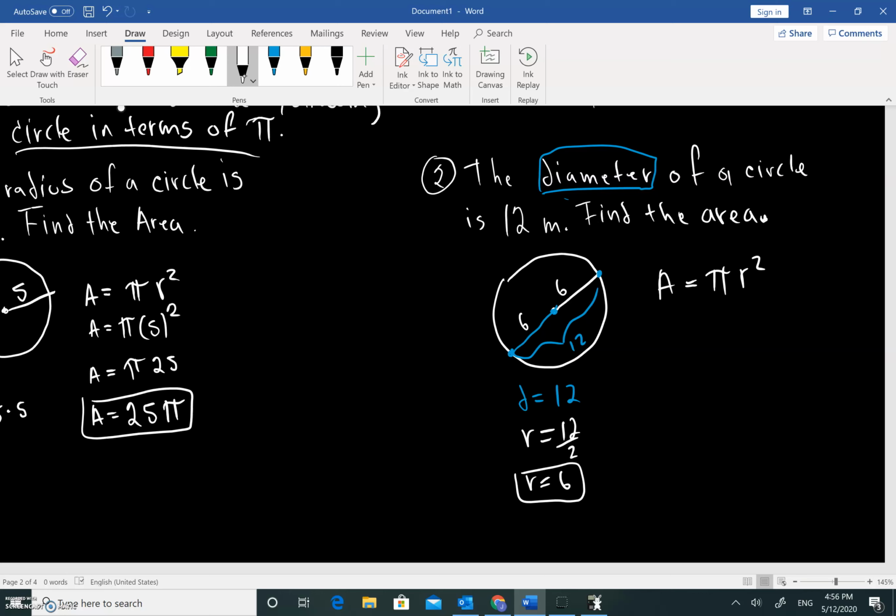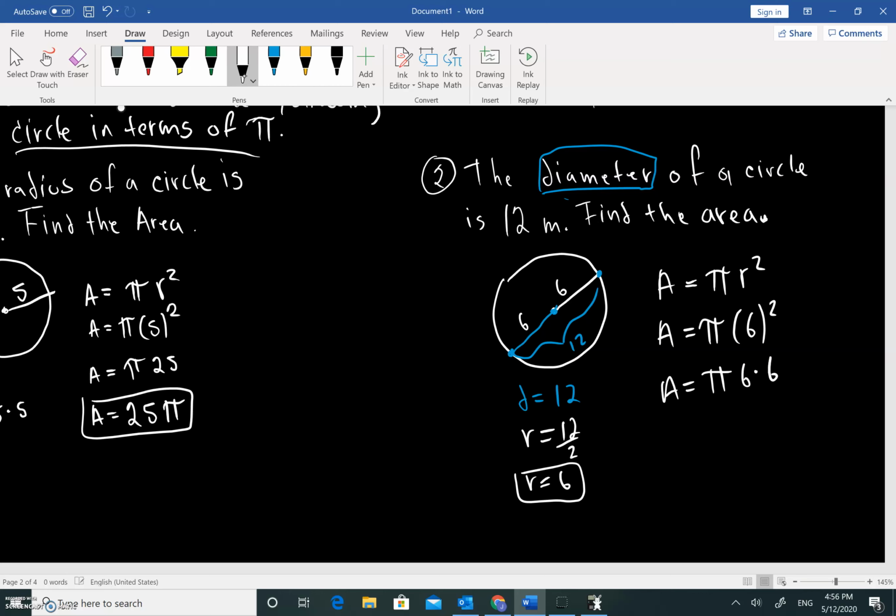Okay, so now we use 6 as our number. So it's going to be pi 6 squared. So area is equal to, now here is a mistake that I see often. A lot of students write pi 12 when they get 6 squared. Is this correct? No, right? Because squared means 6 times 6.